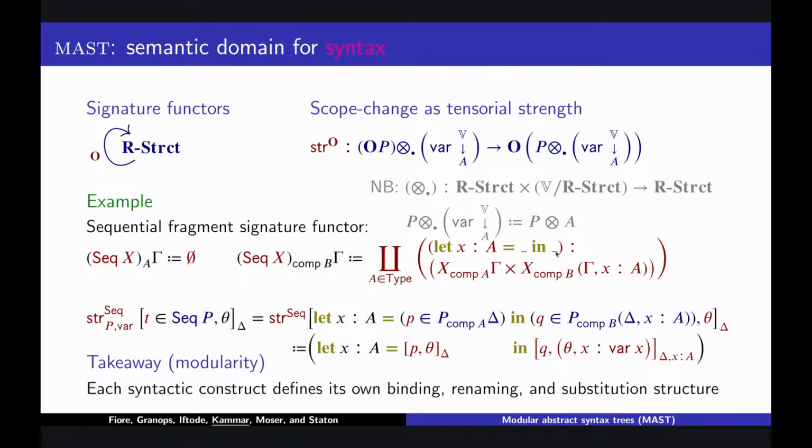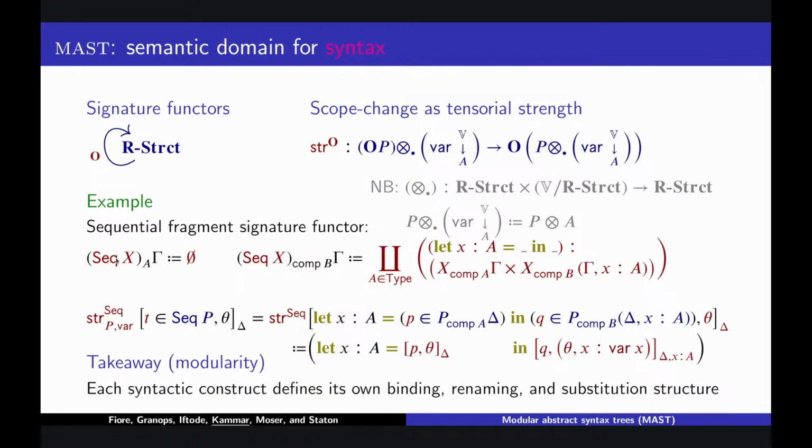So I like this example a lot. Much better than lambda abstraction. If you want to add the let construct to a language, the let construct in call by value is a computation. So I'm not adding anything on the value sorts.